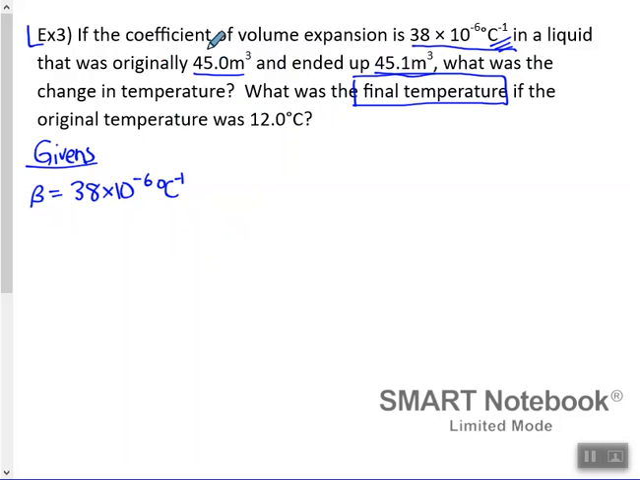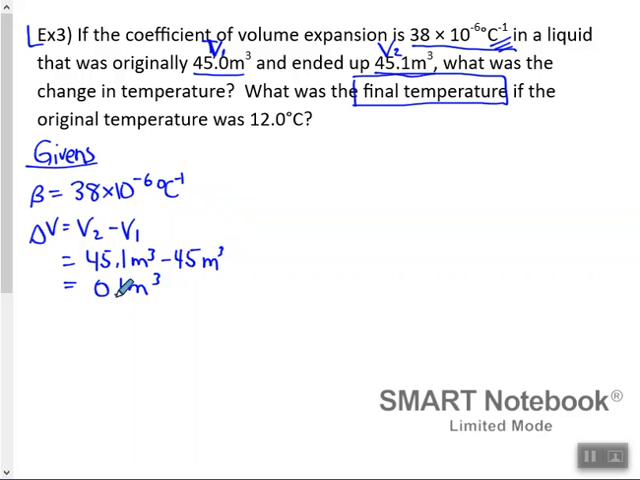So here I have an initial volume and what it ended up being, so a final volume. I can calculate my change in volume by doing V2 minus V1. So my final volume is 45.1 meters cubed. My initial volume is 45.0 meters cubed. So my change in volume is just 0.1 meters cubed.